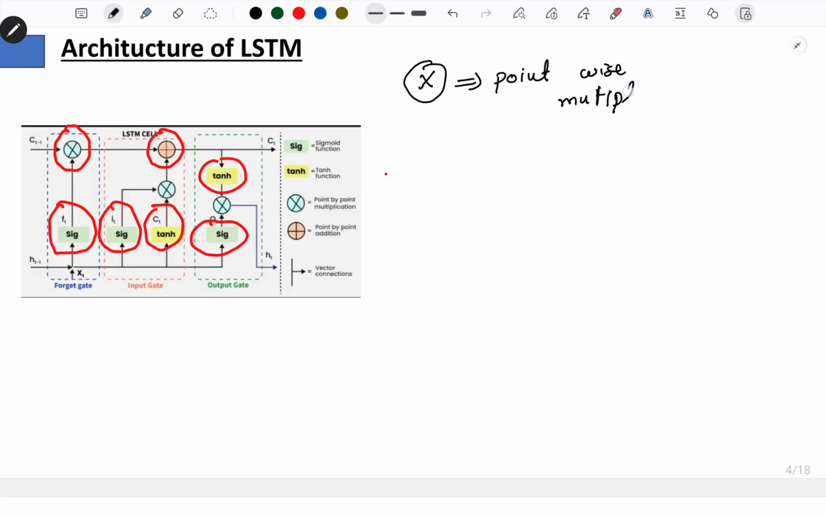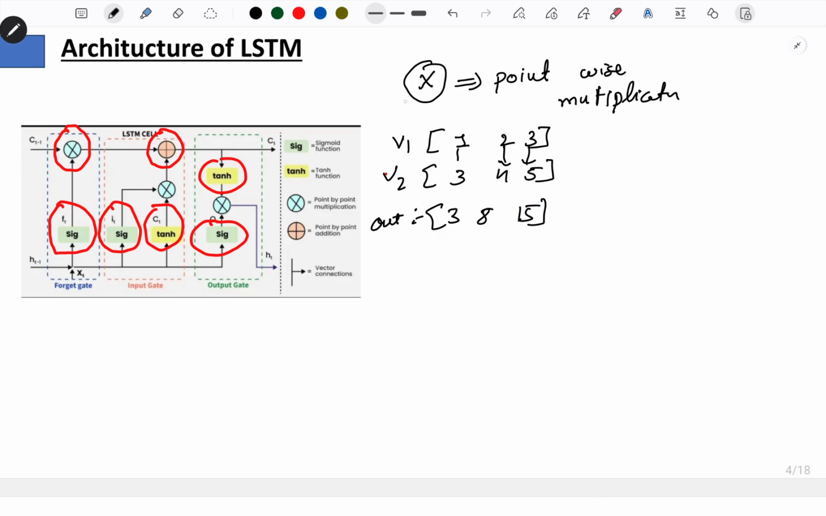Pointwise multiplication operation means you have two vectors, like 1, 2 and 3. This is vector number 1 and this is vector number 2: 3, 4 and 5. In the pointwise multiplication, the output is: multiply 1 with 3, 2 with 4, 3 with 5. So what is your output? 1 times 3 is 3, 2 times 4 is 8, 3 times 5 is 15. So this is the output of the pointwise multiplication operation. Right now don't ask what it is or why it happens, just understand the concept. Okay, this is a pointwise multiplication operation.